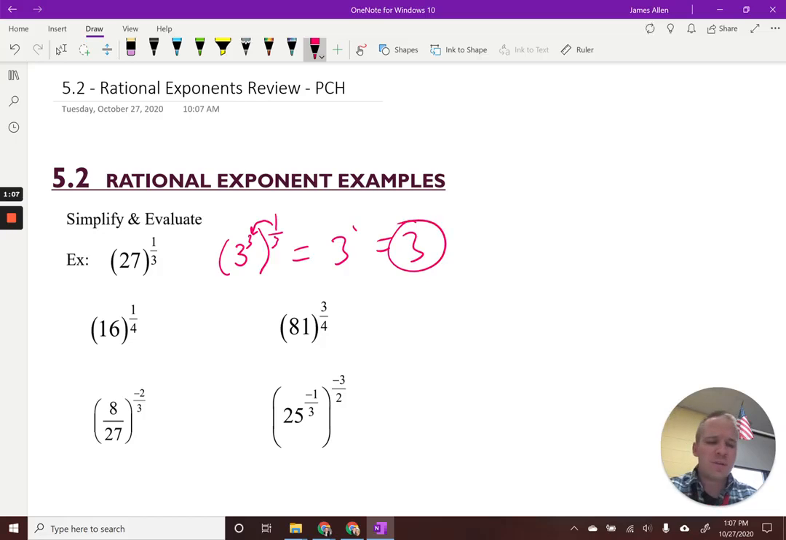Now, although you might have been like, well, Mr. Allen, I knew the cube root of 27 is 3. That's great. I'm just writing it out this way. There is a reason when we have some more complicated problems, so we're practicing in a simple form first.